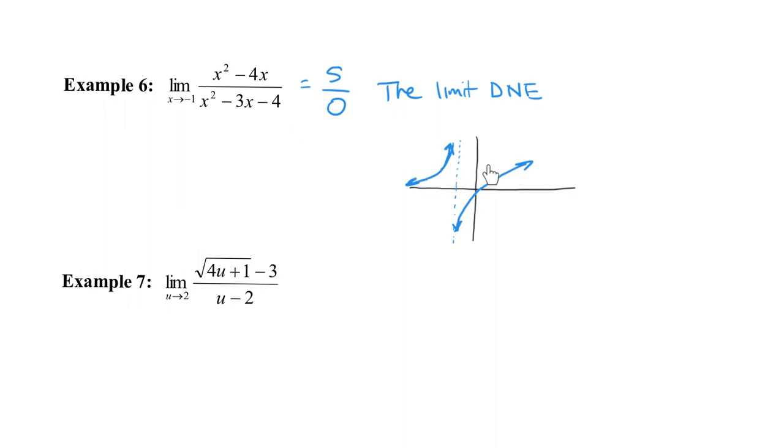That's all you need. You don't need to make a graph. I just wanted you to see the graph so you can see what's happening with this problem. But constant over 0, we can just say the limit does not exist.